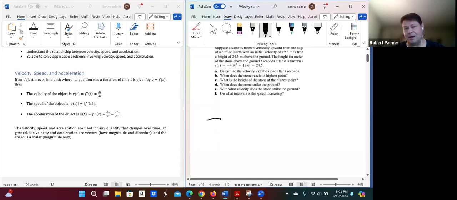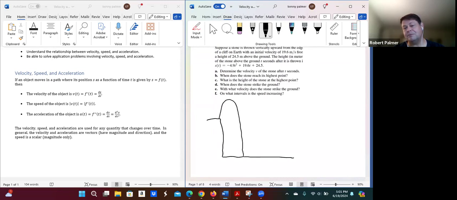You have maybe a platform, or part of the ground or a cliff or something like that. Basically you throw this stone up in the air, then it comes back down and hits right there. Now this position right here, where time equals 0, the starting time, the initial height is going to be 24.5 meters above the ground. Its initial velocity, the velocity right here, is how fast you're throwing it, 19.6 meters per second.